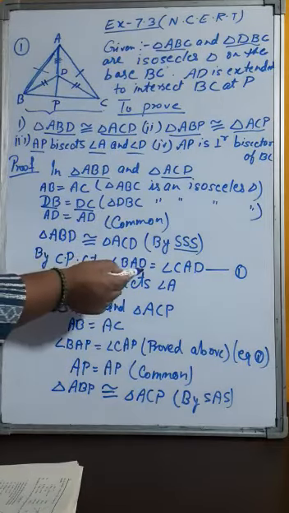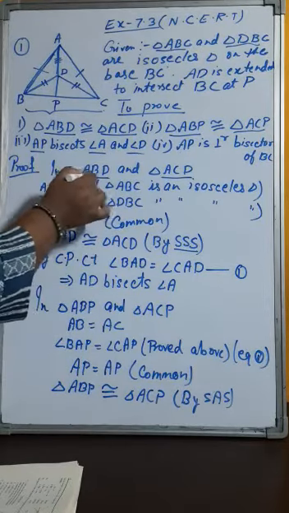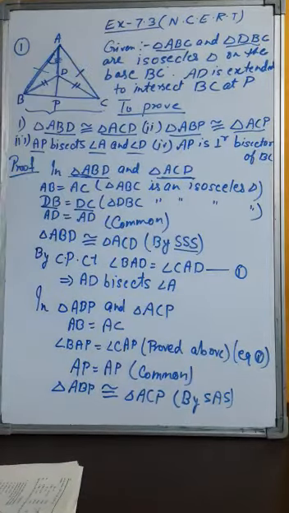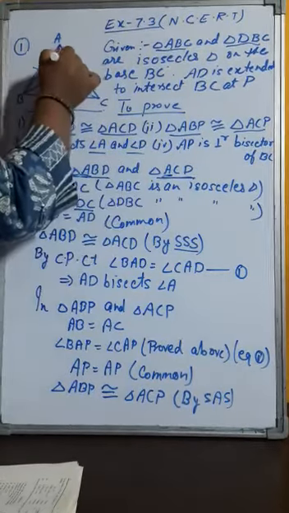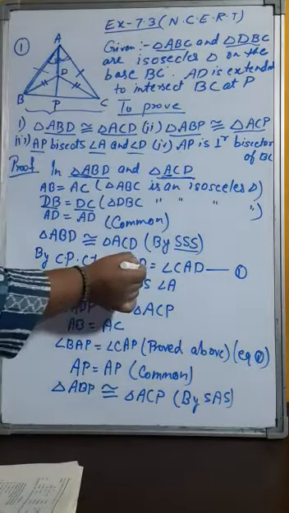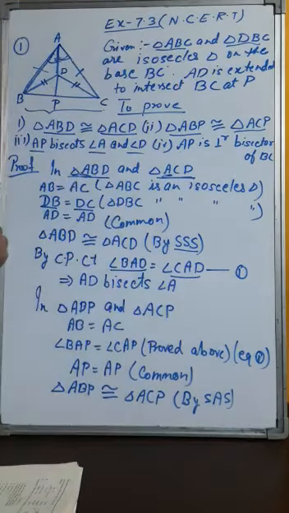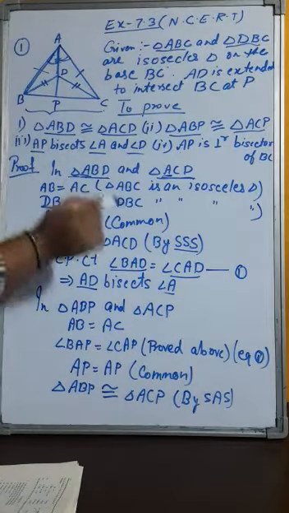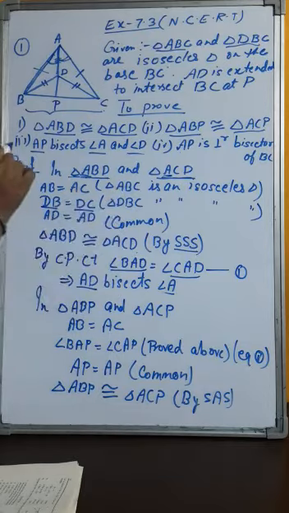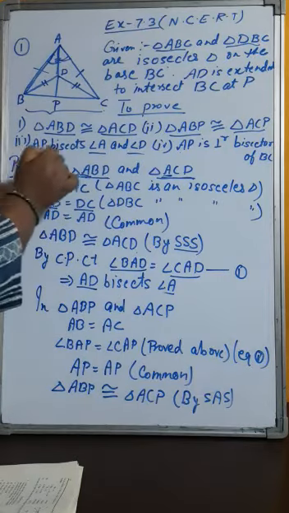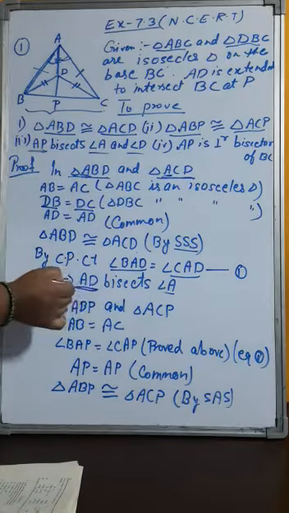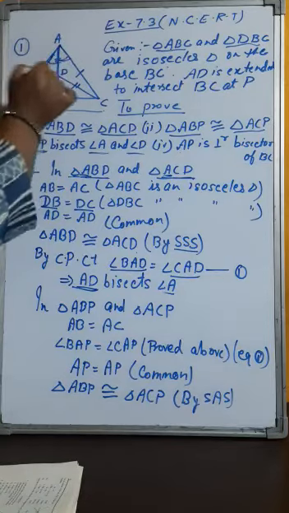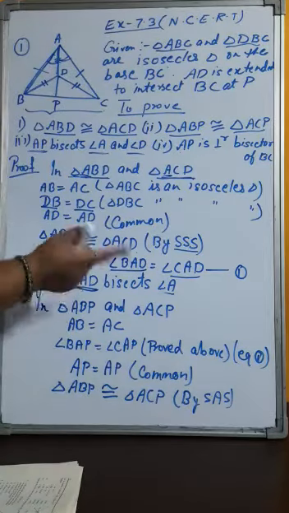Now we can apply CPCT: in triangle ABD and triangle ACD, angle A of triangle ABD will be equal to angle A of triangle ACD. So we can write angle BAD will be equal to angle CAD, which proves that AD bisects angle A. So the first part is proved, and the third part is also proved, that AP bisects angle A. Here we have proved AD bisects angle A, so AP is nothing else, it is the extended part of AD. So we can write AP bisects angle A.